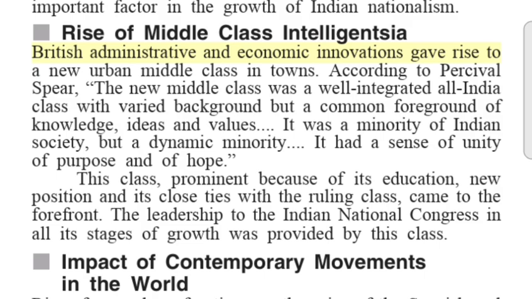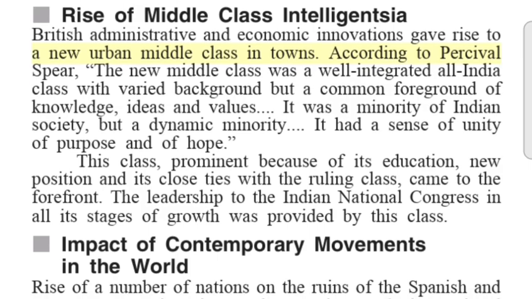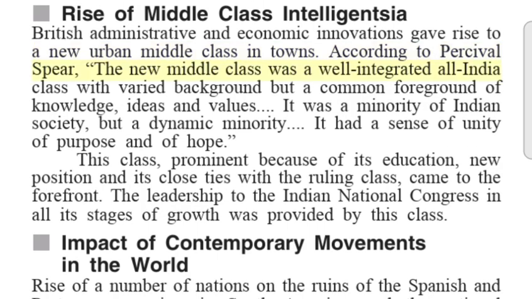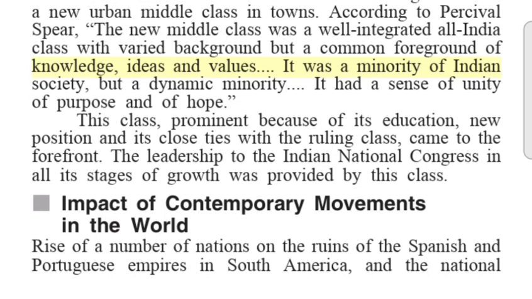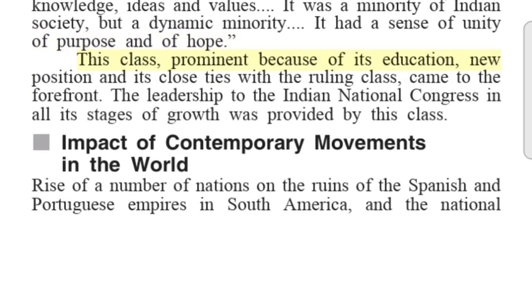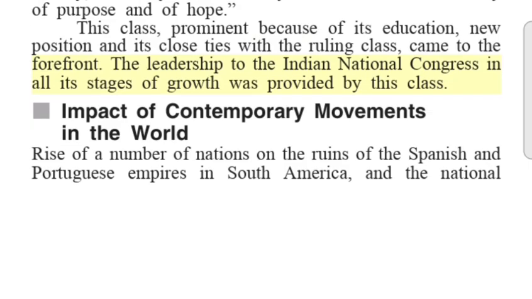British administrative and economic innovations gave rise to a new urban middle class in towns. According to Percival Spear, the new middle class was a well-integrated all-India class with varied background but a common foreground of knowledge, ideas and values. It was a minority of Indian society, but a dynamic minority. It had a sense of unity, of purpose and of hope. This class, prominent because of its education, new position and its close ties with the ruling class, came to the forefront. The leadership to the Indian National Congress in all its stages of growth was provided by this class.